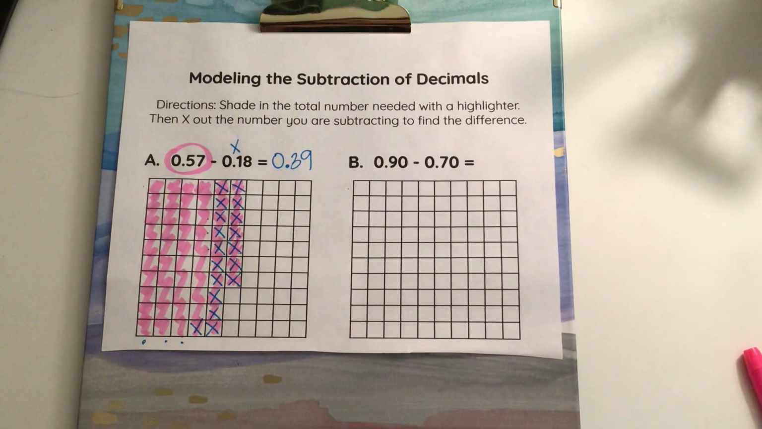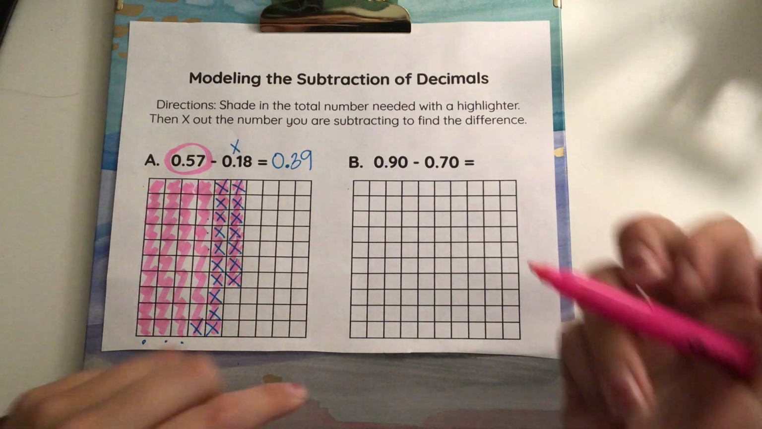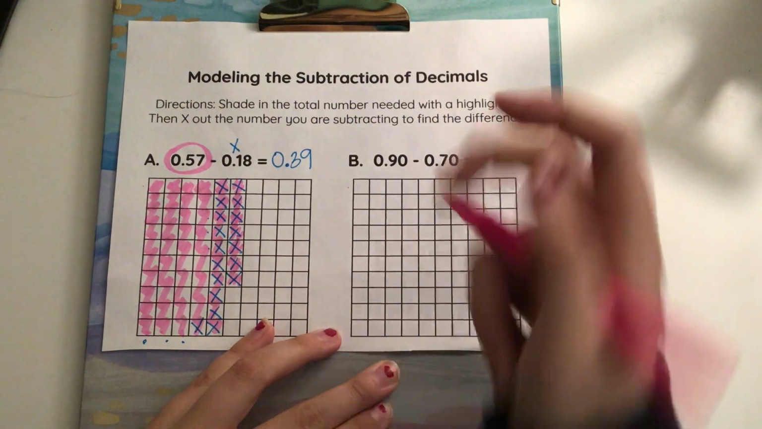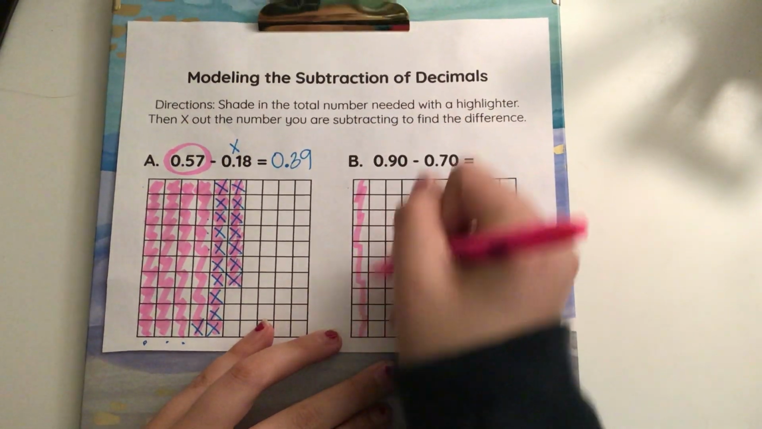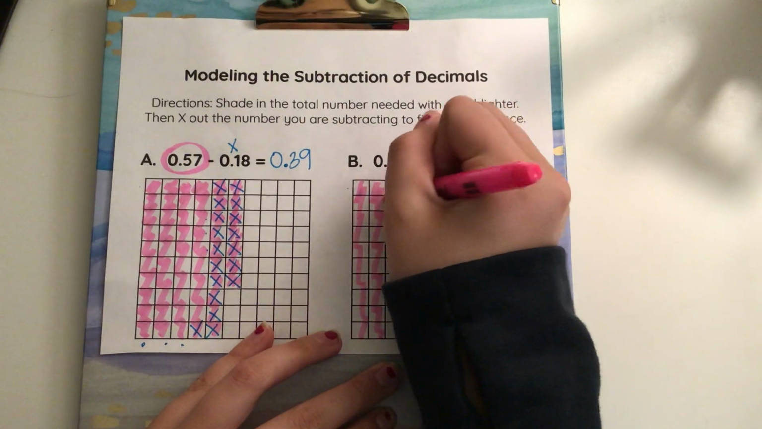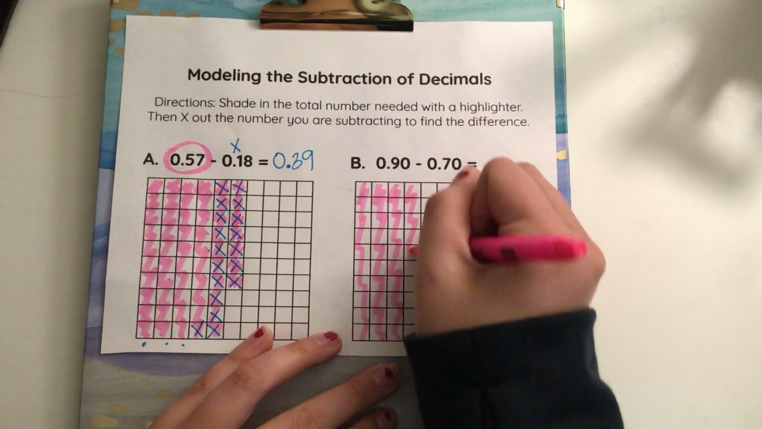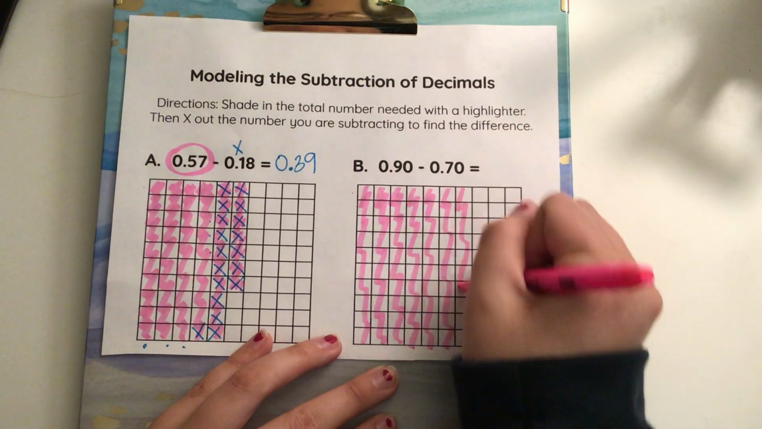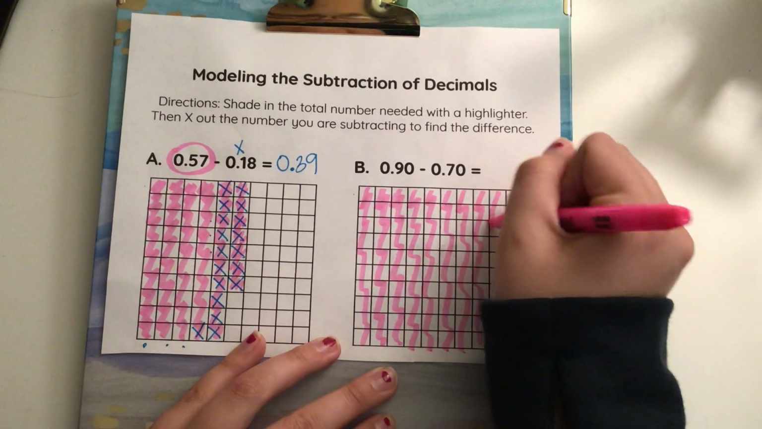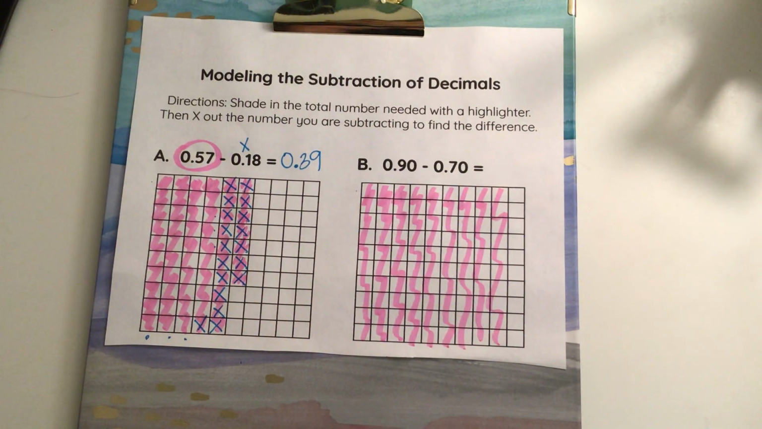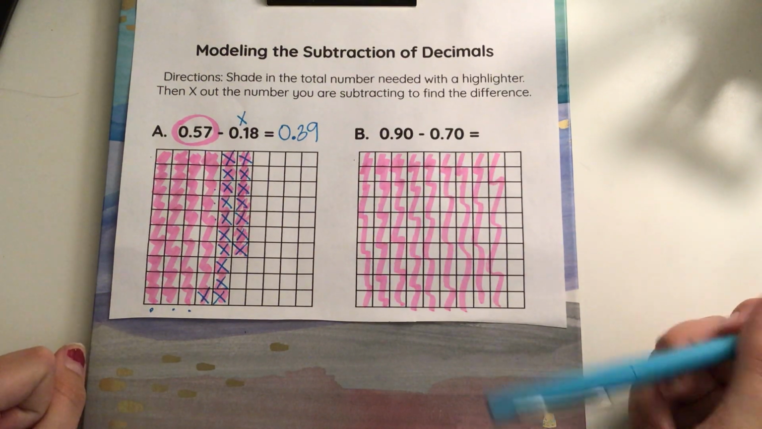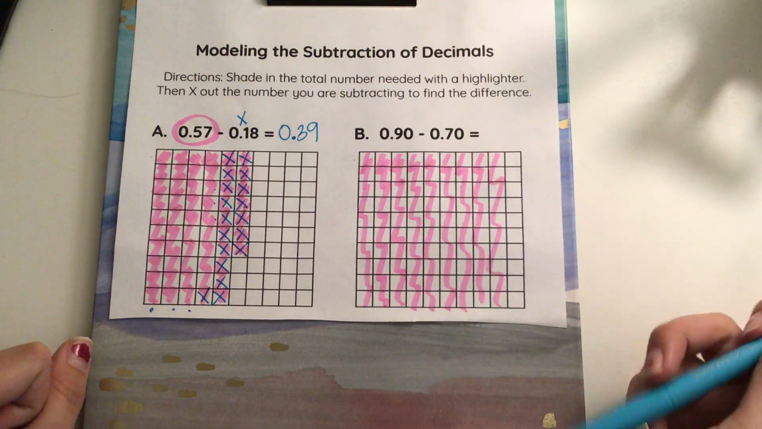Okay, so then moving over to this one. I have 90 hundredths minus 70 hundredths. So I know that I can shade in 9 full rows to start out with because I've got 90 hundredths. I know that 1 row equals 10 hundredths. So I can go ahead and shade it in. Doesn't have to be perfect, but make it at least somewhat nice. Okay, and then I am crossing out 70 hundredths. Now that's kind of a lot.